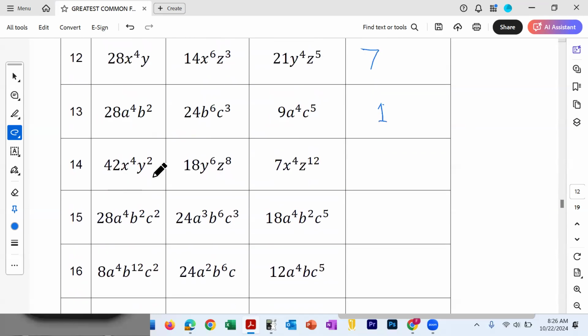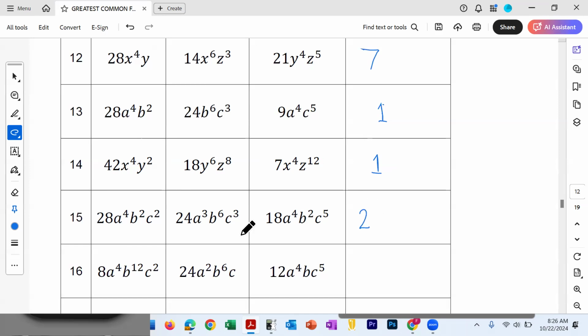I got 42, 18, and 7. What's the GCF of these? Just 1. Then, 14? Yeah, for 14, between 42, 18, and 7. Do all terms have an X? Do all terms have a Y? So the GCF is just 1, is that clear? 15, 28, 14, and 18. The GCF is going to be 2.